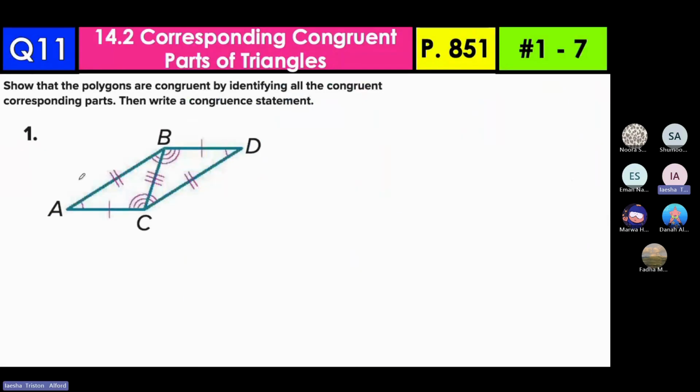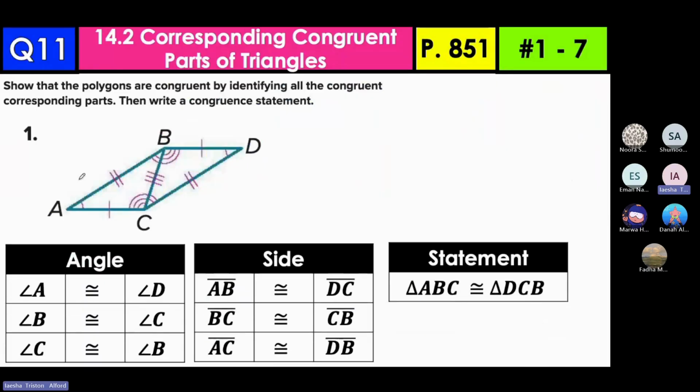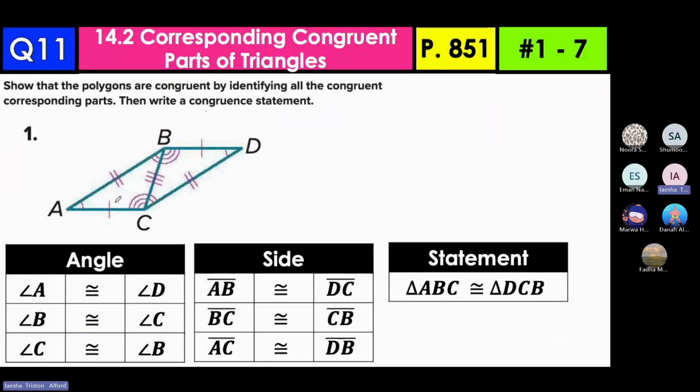So this one is question 1 to 7. They want to know the angles, the sides, and the statement. This one is not too bad because you have the lines in the picture. The only thing I want to remind you is that here you have angle B 2 times. So maybe the teacher is not going to use angle B.